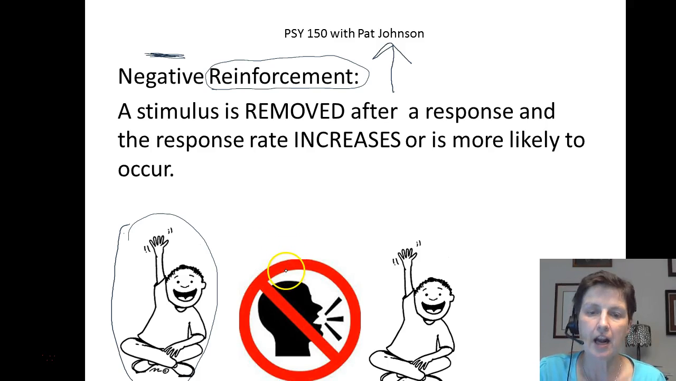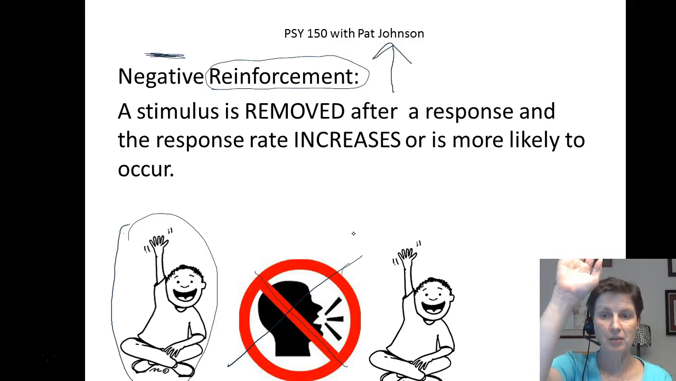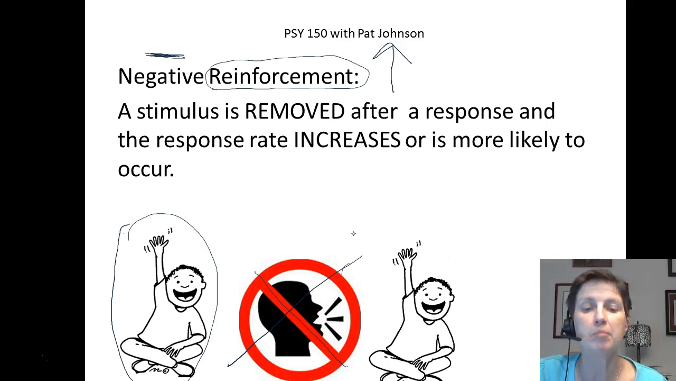I do that, and I hold it, and they raise their hand because it removes my screeching. My screeching is taken away. And then I will often have a student sit there with their hand raised in the back of the classroom to keep me from ever making that noise again. So a stimulus is removed, my screeching is taken away, and their hand raising increases.